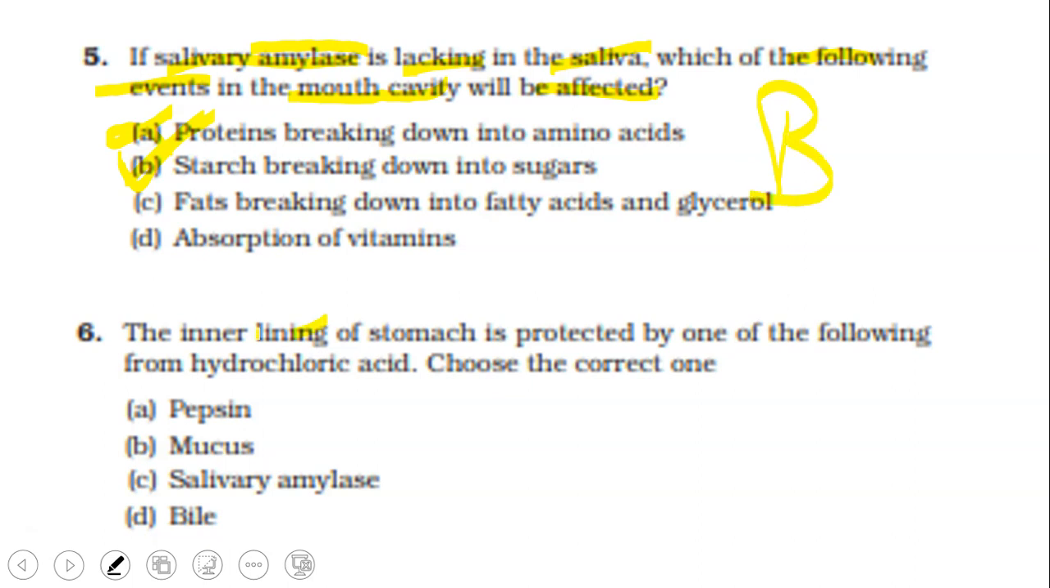Sixth question. The inner lining of the stomach is protected by one of the following from hydrochloric acid. Choose the correct one. So this is one of the functions of mucus. In the lining of the stomach, due to the corrosion caused by hydrochloric acid, it might wear and tear, but the inner lining of the stomach is protected by mucus, which prevents this from happening. So the answer is B, mucus.